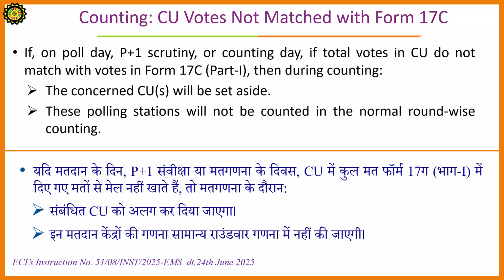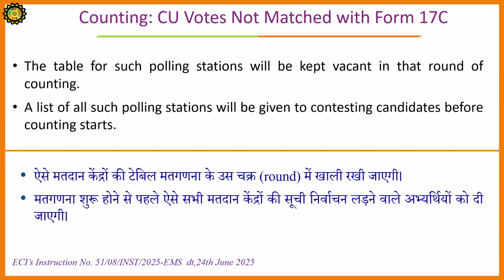If on the poll day, P+1 is scrutiny day or counting day, if total votes in control unit do not match with the votes in Form 17C Part 1, then during counting, the concerned control units will be set aside. These polling stations will not be counted in the normal round-wise counting. The table for such polling station will be kept vacant in that round of the counting. A list of all such polling stations will be given to the contesting candidates before counting starts.